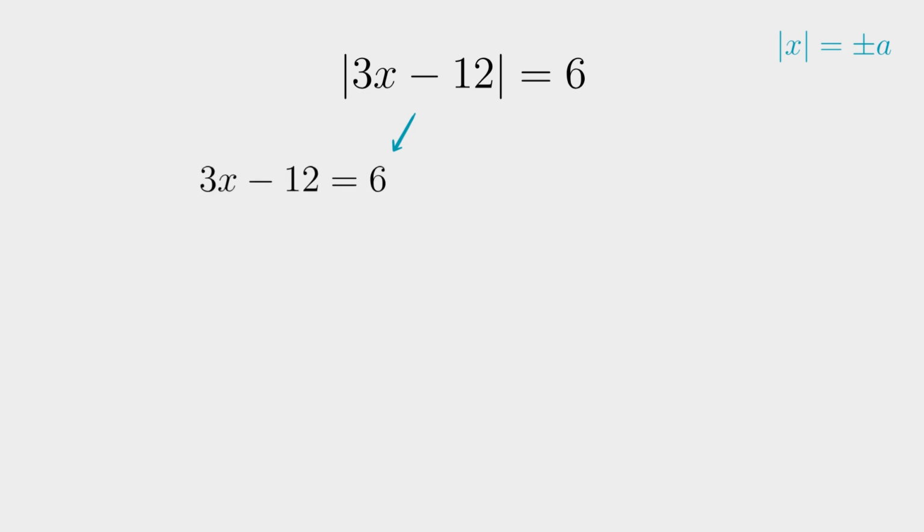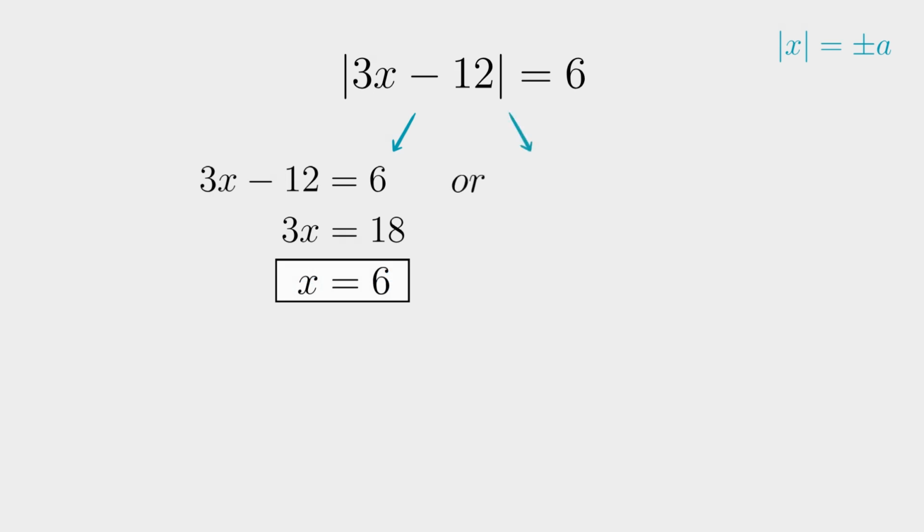The second example is the absolute value of 3x minus 12, and that is equal to 6. Here we will get two answers again. In the first case, make 3x minus 12 equal to positive 6, add 12 to both sides, then divide both sides by 3 to isolate the x. Then you have your first answer. X is equal to 6.